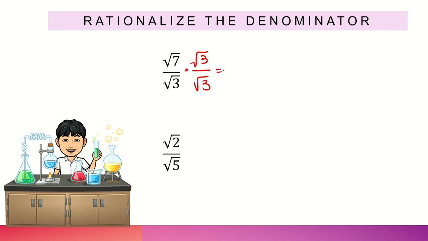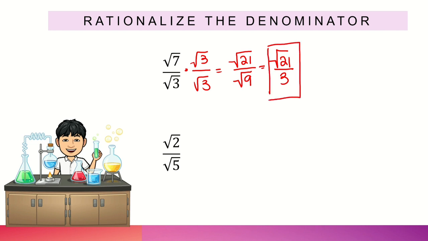Then we multiply square root of 7 times square root of 3. The answer is square root of 21 all over square root of 3 times square root of 3, which is equal to square root of 9. Then we simplify. We know that square root of 9 is 3. So we now have square root of 21 all over 3. The goal is simple. We need to get rid of the radical in the denominator. So that is why our answer here is square root of 21 all over 3. This is now in simplest form.